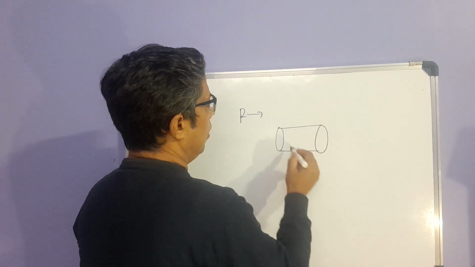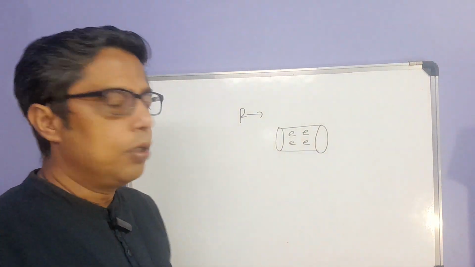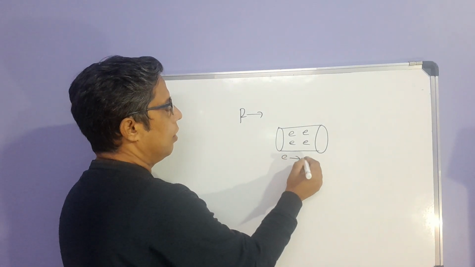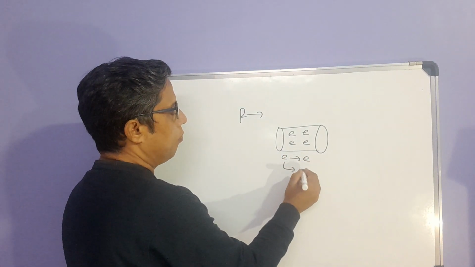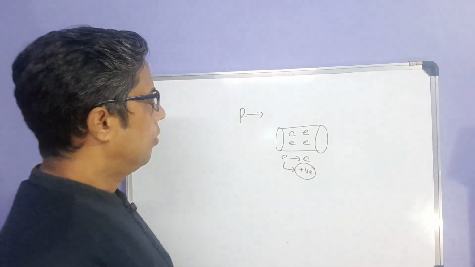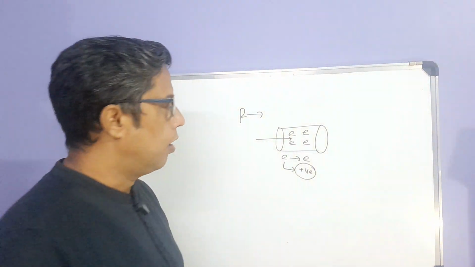Let's say there is a conductor, and there are electrons. What happens is that these electrons collide with the other electrons and also with the positive charges or atoms. So electrons are in motion, and collisions happen. What happens?